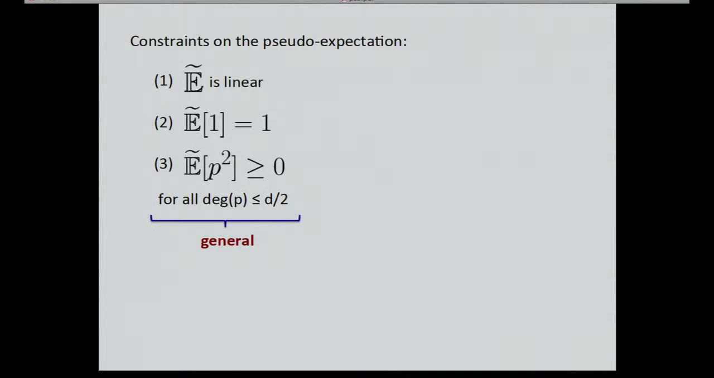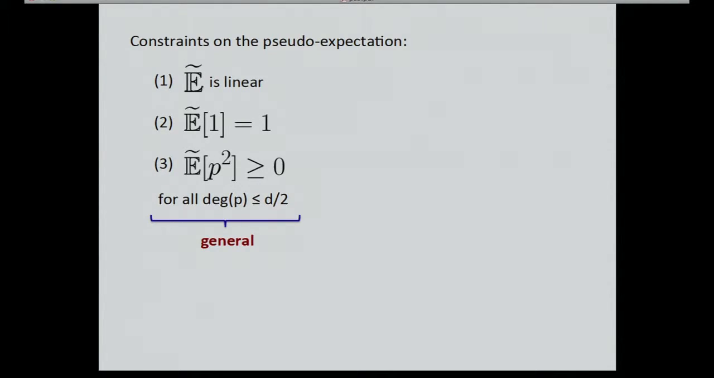Now this is what the real workhorse is of sum of squares, is in this constraint, that every time you give me a polynomial p and you take its square, the pseudo-expectation of the square of that polynomial should always be non-negative. This is definitely true if E tilde really were an expectation operator, and this is the workhorse behind what makes sum of squares so powerful.